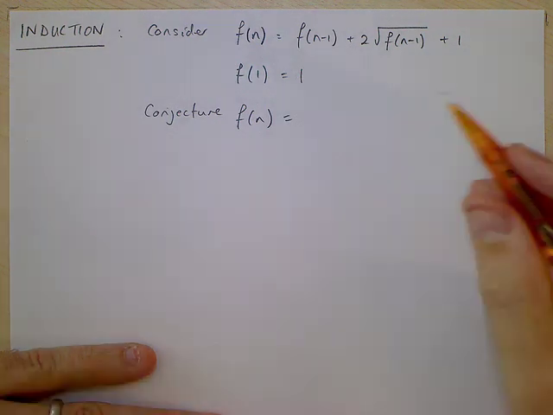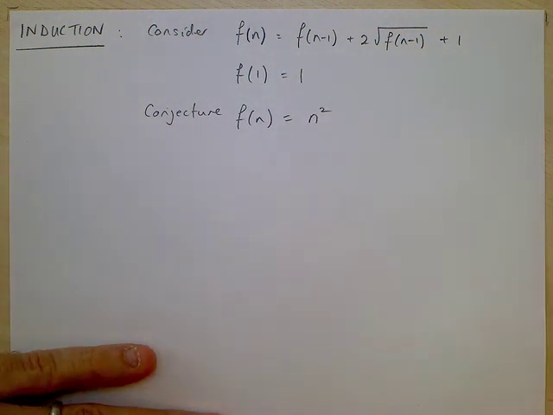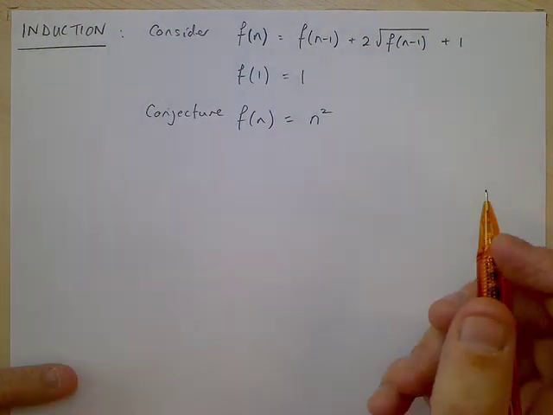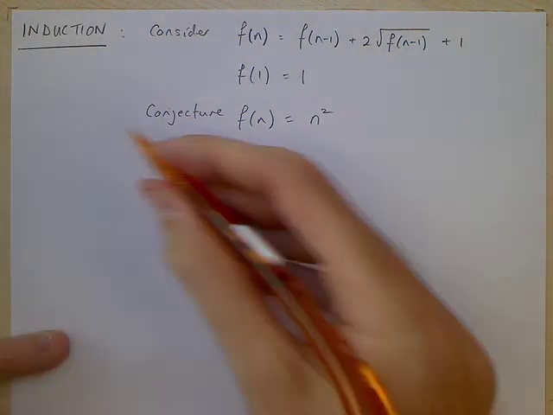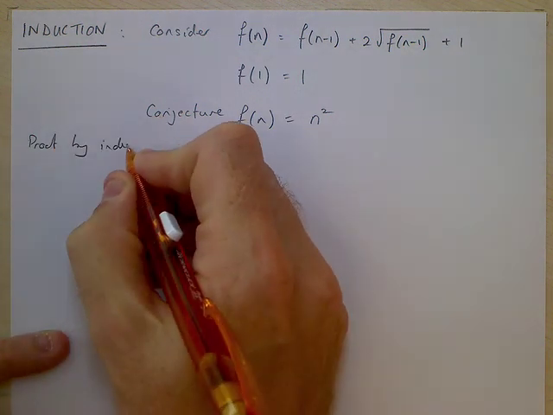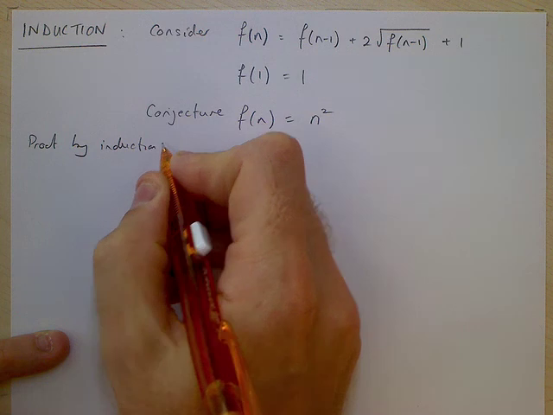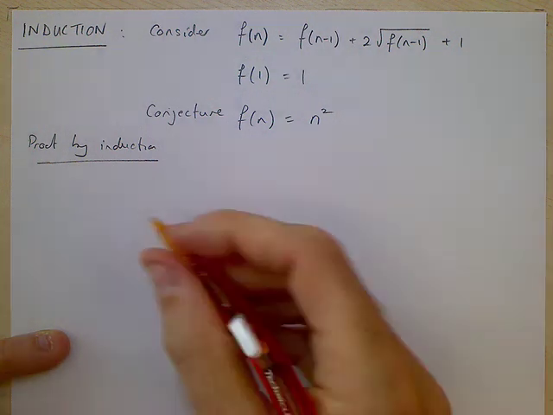If you did that and did that correctly, then you'll find that you think the formula is n squared. But unless you can try all of the integers, which of course is impossible, you can't prove that. So we're now going to prove this by induction. Proof by induction. And of course we're going to start off, as always, with our basis step. So let's go.